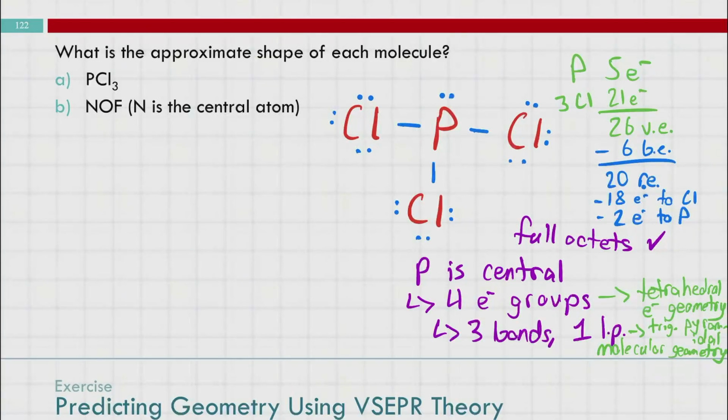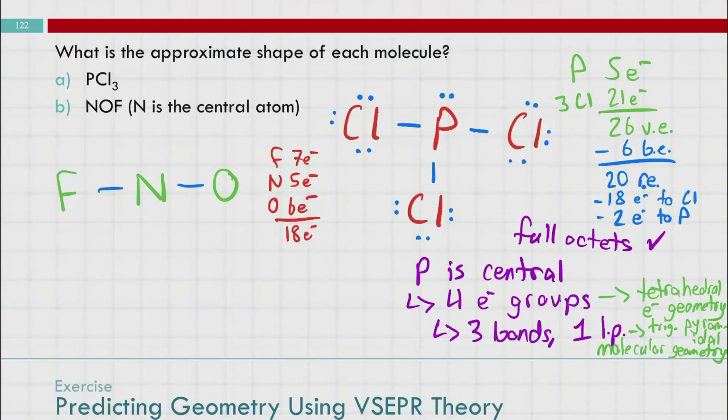All right, and then we have NOF. And we are helpfully told that nitrogen is the central atom. So we're going to have nitrogen in the middle, oxygen on one side, fluorine on the other side. Okay, so we've got fluorine, nitrogen, oxygen. We can do our little count of electrons. Fluorine's got 7, nitrogen's got 5, oxygen has 6. So we've got 18 electrons.